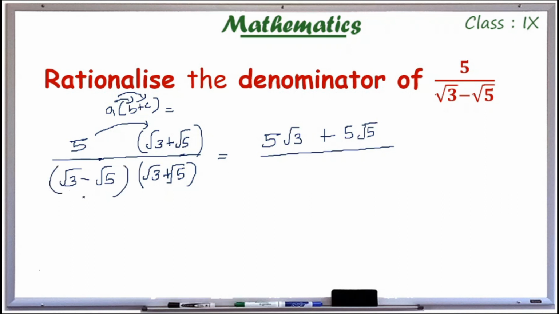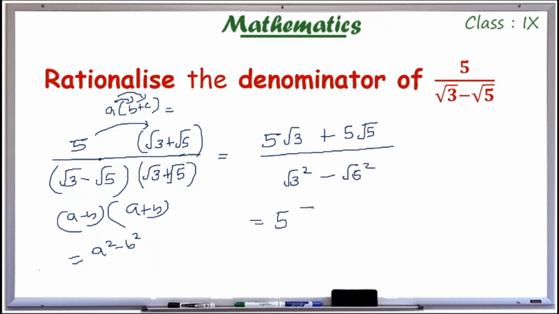and see the denominator, it is of the form a minus b into a plus b. So a plus b into a minus b is equal to a square minus b square. Both are same. A minus b into a plus b and a plus b into a minus b are same. So the answer is a square minus b square. So root 3 square is equal to 3, and root 5 square.